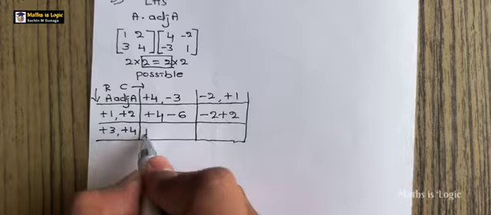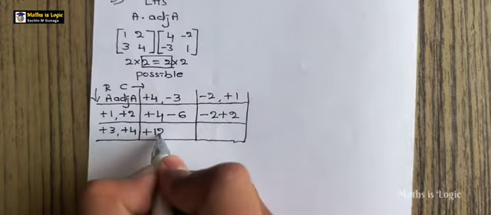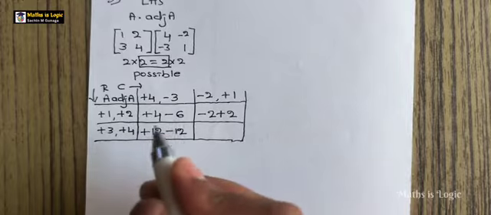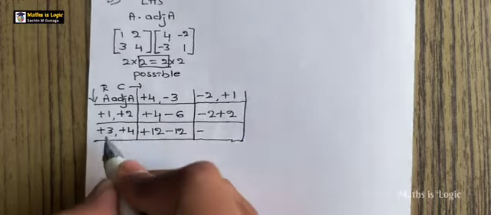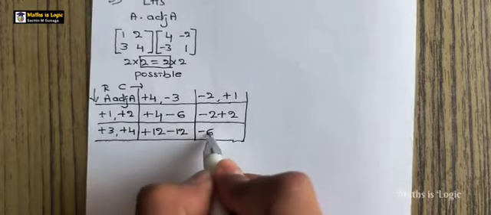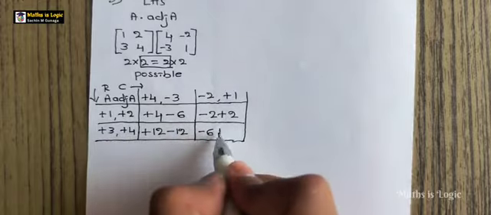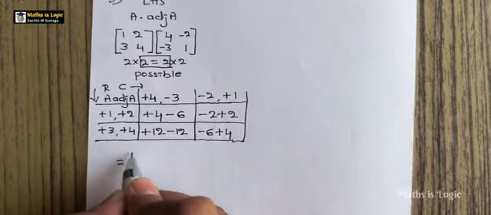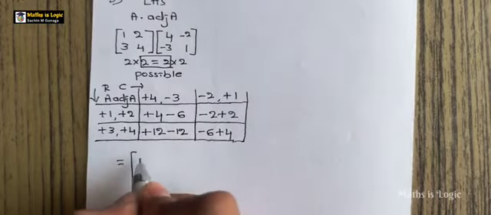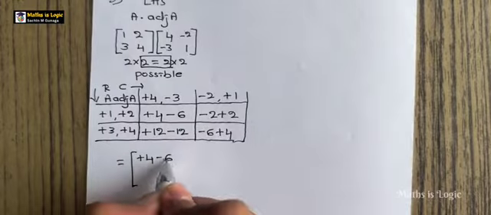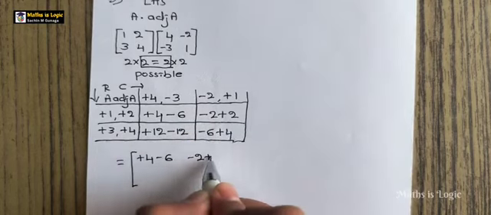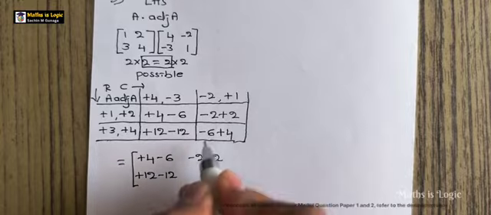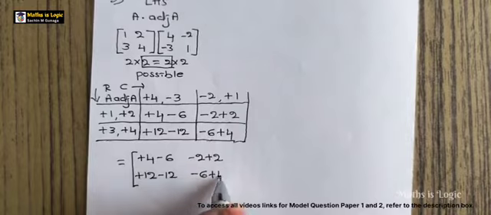Plus into plus, plus 3 into 4 is 12; plus into minus, minus 4 into 3 is minus 12; plus into minus is minus 3 into 2 is 6; plus into plus, plus 4 into 1 is 4. So in matrix form, rewrite: plus 4, minus 6, minus 2, plus 2, plus 12, minus 12, and minus 6, plus 4.